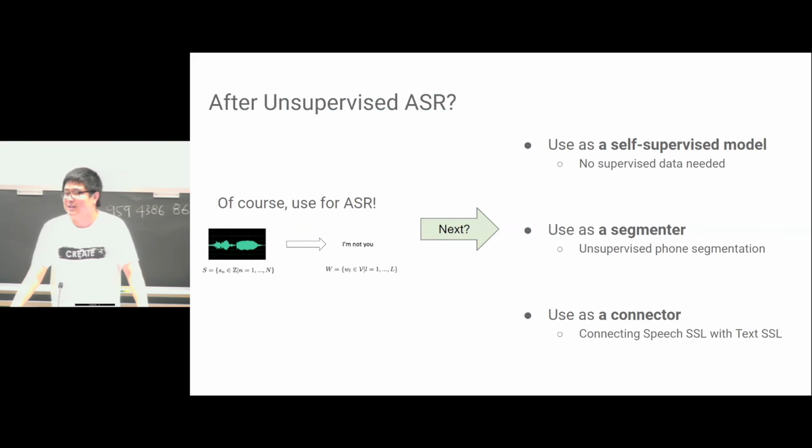Of course, we can use it for ASR because it's quite a straightforward task, but we also want to use it in different scenarios. For example, using it as a self-supervised model because there's no supervision data needed for that. And we can also use it as a segmenter, for which we do not need any supervision. And we can also get unsupervised phoneme segmentation from that. And the last one is using it as a connector, which connects a speech self-supervised model with other self-supervised models.